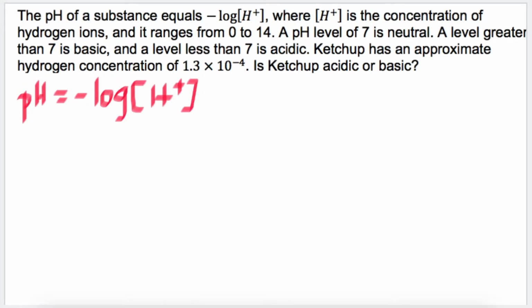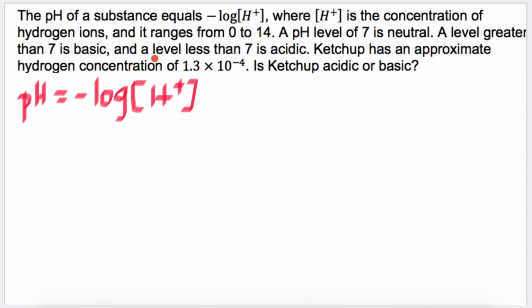The first application says that the pH of a substance or a solution equals the negative log of the hydrogen ion concentration. The pH ranges from 0 to 14. A pH level of 7 is considered neutral, a level greater than 7 is basic, and a level less than 7 is acidic. So if you have ketchup with an approximate hydrogen concentration of 1.3 times 10 to the power negative 4, is ketchup acidic or is it basic?